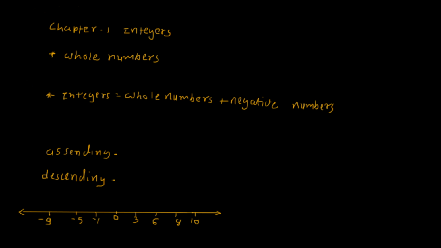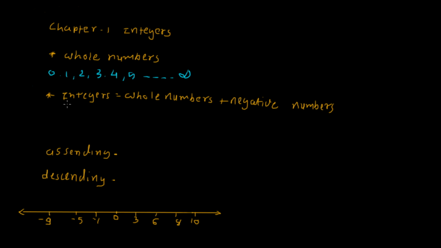Okay friends, let's recall what you have studied before about integers. Let's start from what is an integer. To understand integers, we need to understand the whole numbers. So guys, what are the whole numbers? Friends, whole numbers are 0, 1, 2, 3, 4, 5, and so on up to infinity. Guys, these are the whole numbers.